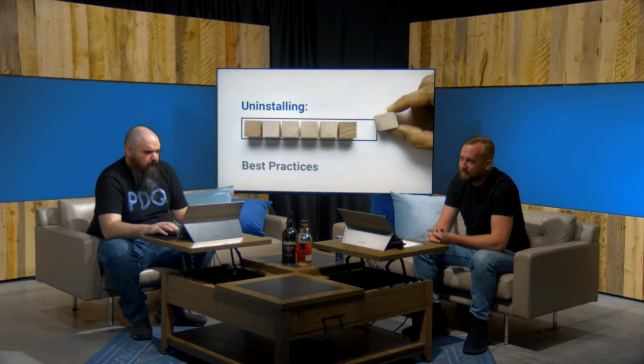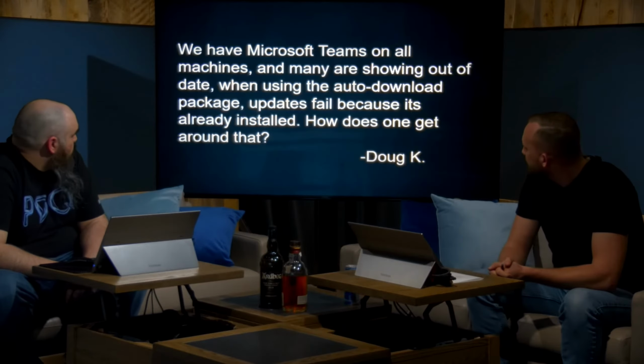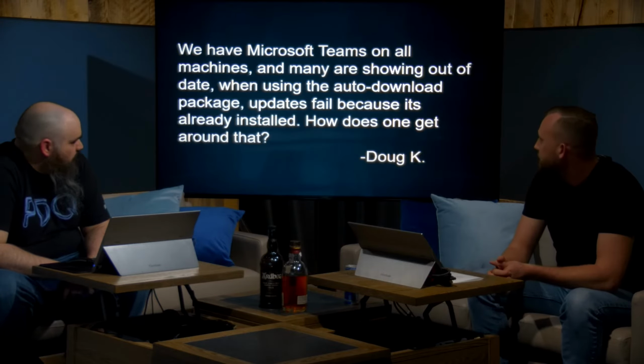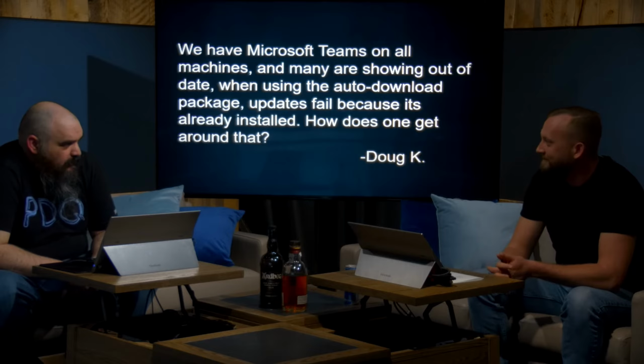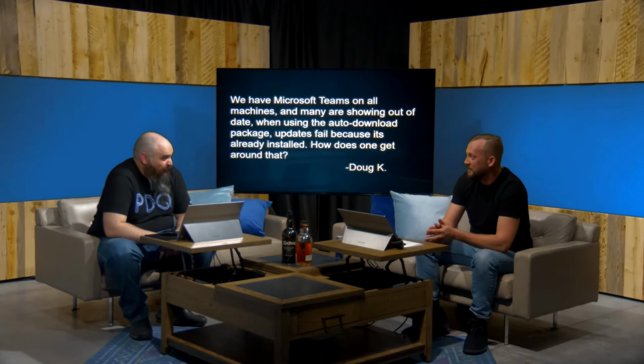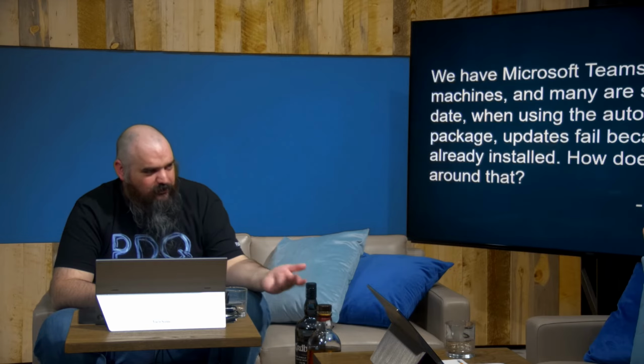Hey guys, we have Microsoft Teams on all machines, and many are showing out of date when using the auto download package. Updates fail because it's already installed. How does one get around that? Sincerely, Dougie Doug K. So that's actually a known complaint out on the forums. What I've seen most people do, and this is very frustrating, I apologize, is they do an uninstall of the current Teams, and then they do another setup.exe with that deployment tool to install the latest version.